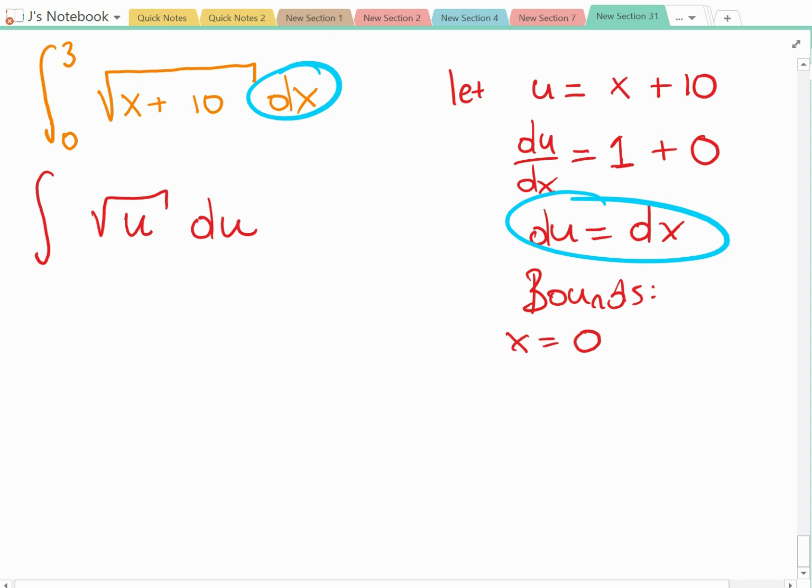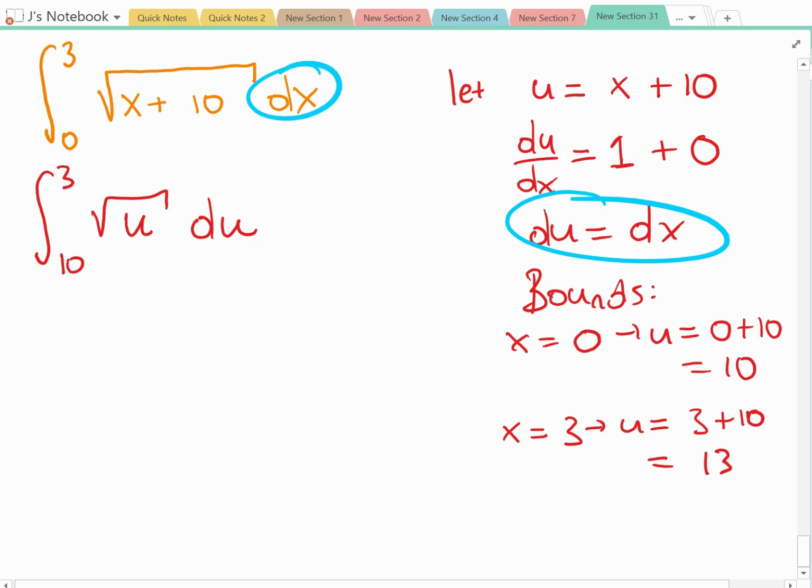How about the bounds? x was equal to 0. That means u is equal to x plus 10, so 0 plus 10, which is 10. When x is equal to 3, that means u is equal to 3 plus 10. That's going to be 13. So this was integrating from 10 to 13 of the square root of u, which is the integral from 10 to 13 of u to the power 1/2 du. That's on your list. That's u to the power of 3 over 2 multiplied by 2/3.